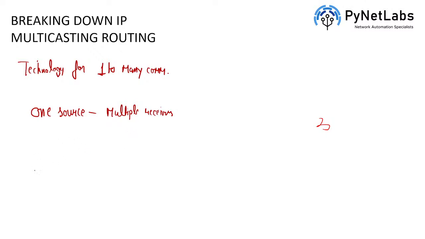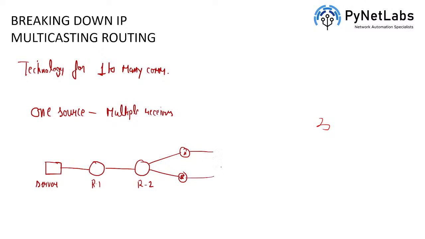For example, let's say this is your device, connected to some routers. This is your R1, this is your R2, and this is some media server. Let's assume that this is a server, and R2 is connected again to two routers, router A and router B. These routers are connected to some end devices, PCs or any end device. Whenever we are talking about unicast, if this server wants to send some data to both of the devices, this is your device one and this is your device two.